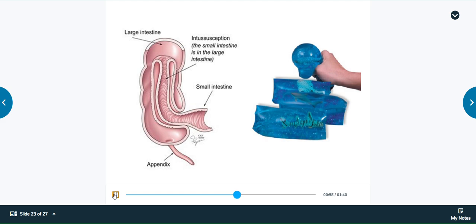Some ways that we treat it, we can do a hydrostatic reduction. So essentially they put a catheter into the child's rectum and they fill it with air or water. And all the pressure of that air or water can kind of pop the intestine back out into its normal state. And so it just kind of extends back out like it should. If that's unsuccessful, then they'll need surgery to address it.